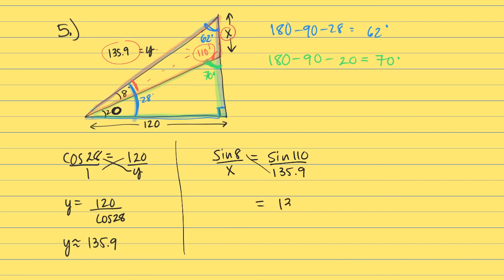So we would have 135.9 times sine of 8 is equal to x times sine of 110, and we'll just divide by sine of 110. And we get that x is approximately 20. All right, there we go.